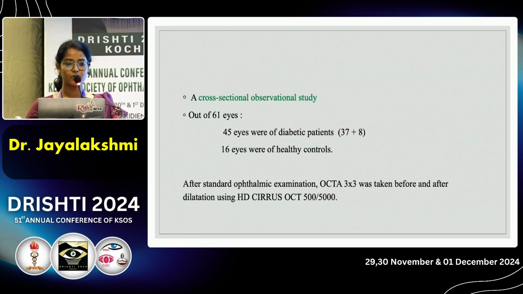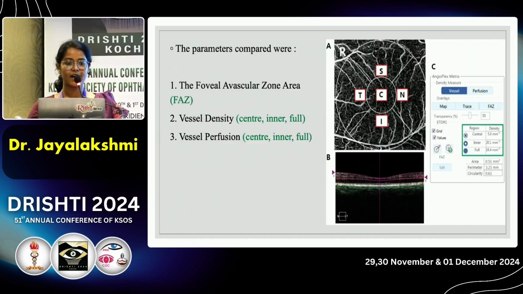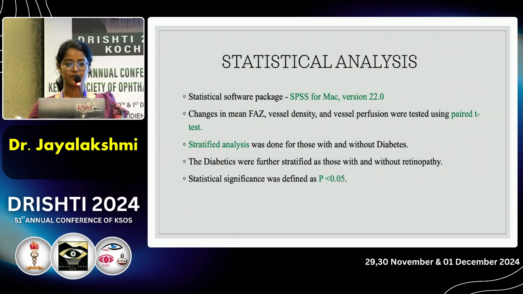This is a cross-sectional observational study. A total of 61 eyes were enrolled, out of which 45 eyes were of diabetic patients, of which 37 had no diabetic retinopathy and 8 had diabetic retinopathy, and 16 eyes were of healthy controls. After standard ophthalmic examination, OCT angiography 3x3 was taken before and after dilatation using HD Cirrus OCT 500/5000. The parameters compared were the foveal avascular zone area and vessel density and perfusion of the center, inner and full areas.